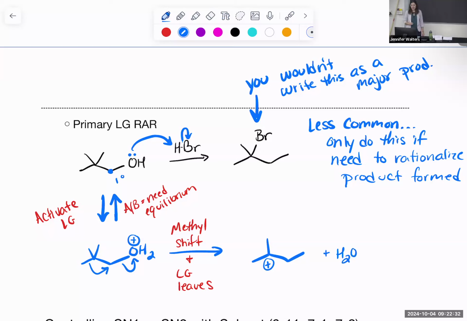That gives us now a tertiary carbocation. That carbocation we can draw. So now that bromide, which I forgot to draw over here, sorry. That bromide can now attack to give us our desired product.